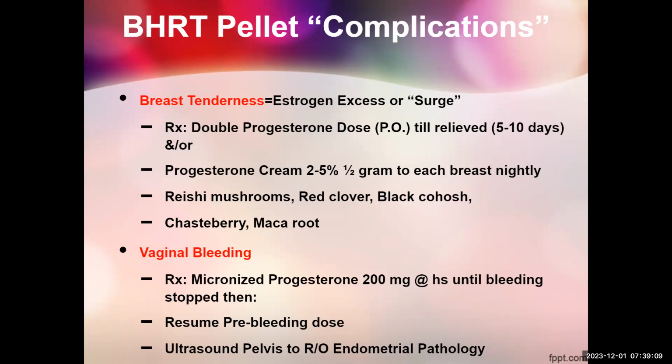Maca root. If you get vaginal bleeding, I usually start at 200 milligrams of progesterone orally. I've gone up as high as 600, and that usually stops it. If they're still bleeding after a week on 600 milligrams of progesterone, you need to get an ultrasound and look at the endometrial stripe.